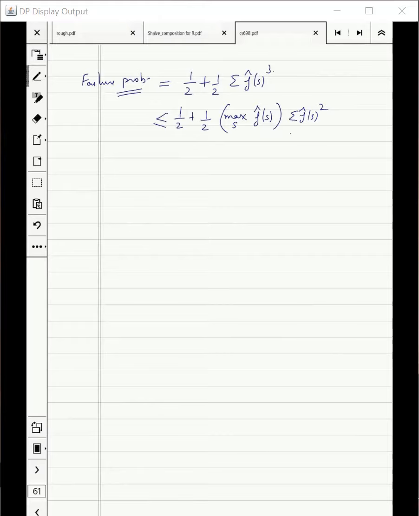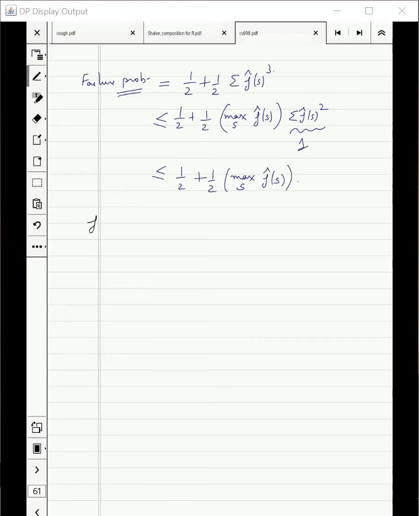What is this? This is half plus half max over s of f hat s squared. Now I just want to say that all my f hat s's are small. And how will I prove it? Because I know that f is far away from any chi.